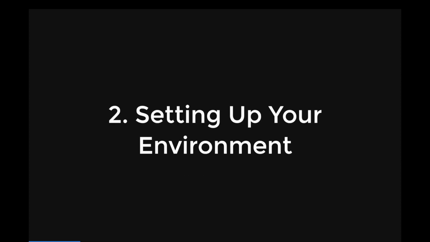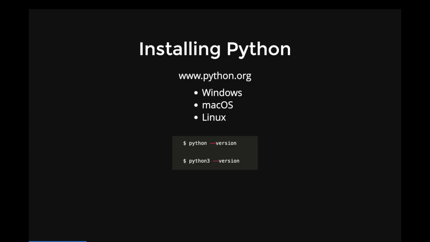Setting up your environment. Before you can start coding in Python, you'll need to set up your development environment. This involves installing Python on your computer and choosing a text editor or integrated development environment to write and run your Python code. In this section, we'll guide you through the process of setting up your Python environment step by step. First step, installing Python.